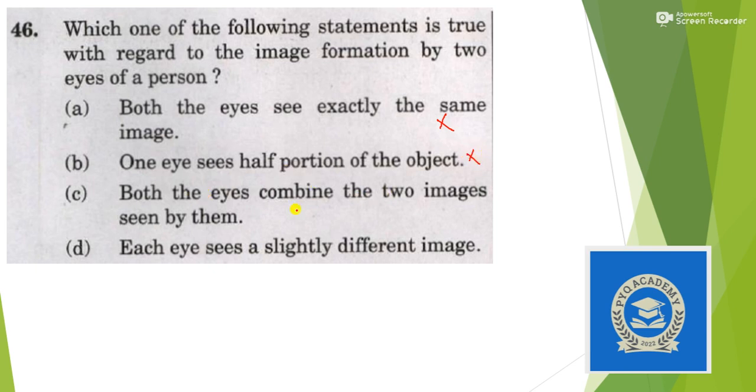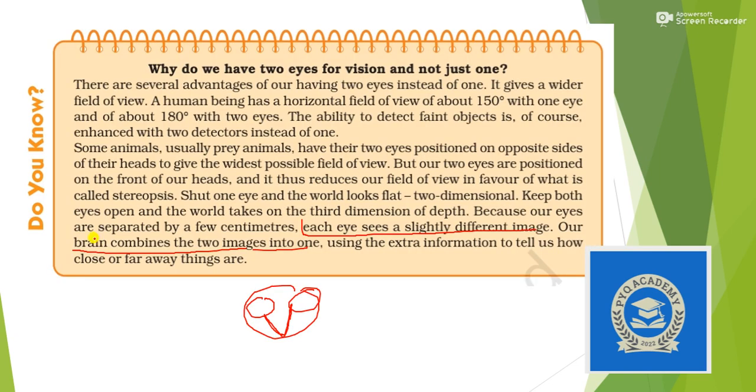Both the eyes combine the two images seen by them? No. Eyes do not combine. The image is combined by the brain. Each eye sees a slightly different image. Yes. So if you haven't gone through NCERT, you must have doubt between these two options, because option C also looks similar, although it is a little bit tricky: the image is not combined by the eyes but by the brain. So the appropriate answer here is option D. So you can see the utility of going through NCERT.